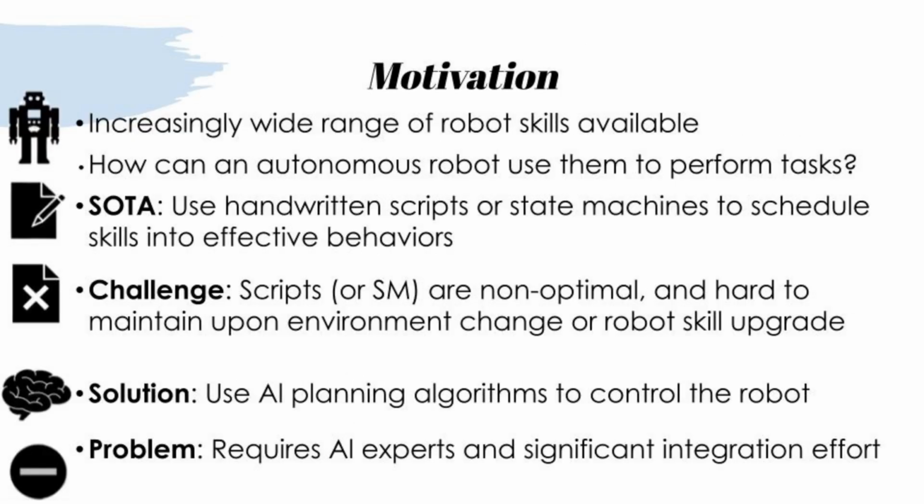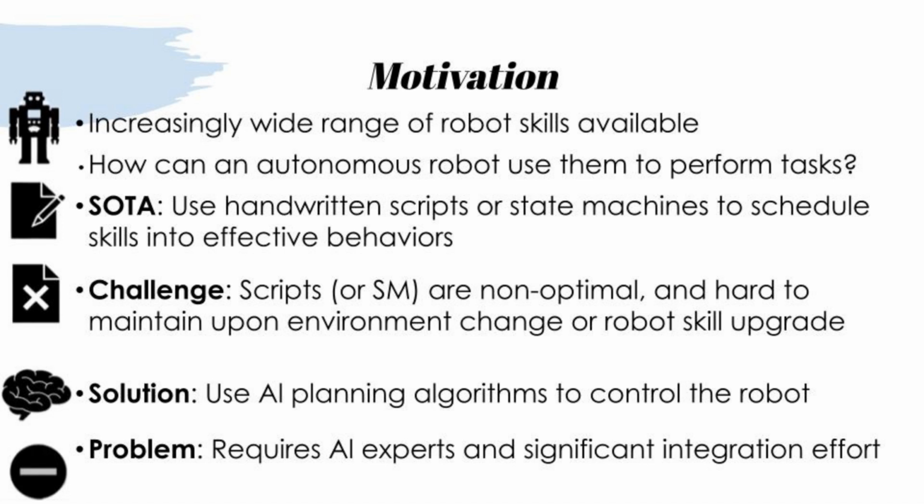Motivation. An increasingly wide range of robot skills is currently available. How can an autonomous robot use them to perform tasks? The current state of the art is to use handwritten scripts or state machines to schedule skills into effective behaviors. The challenge is that scripts or state machines are non-optimal, and hard to maintain upon environment change or robot skill upgrade.